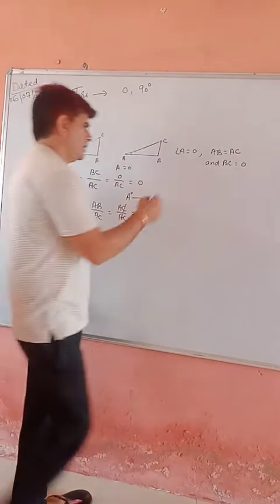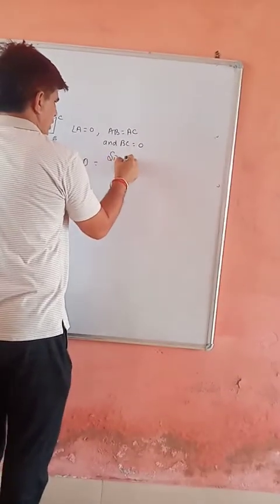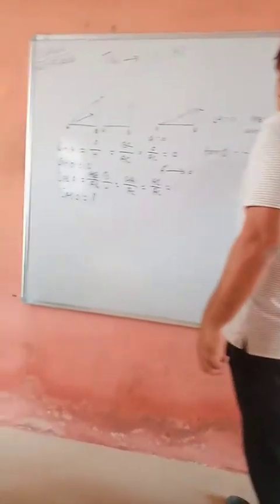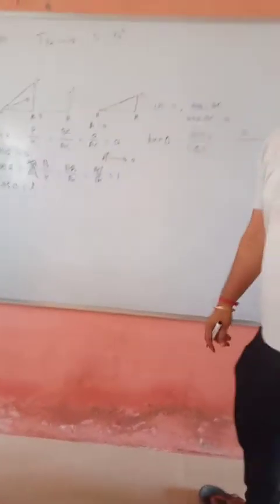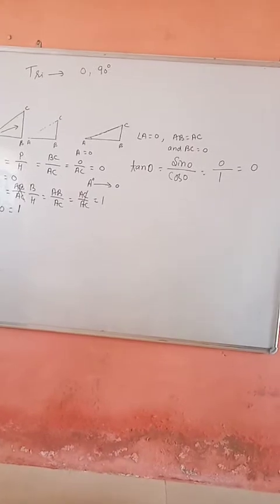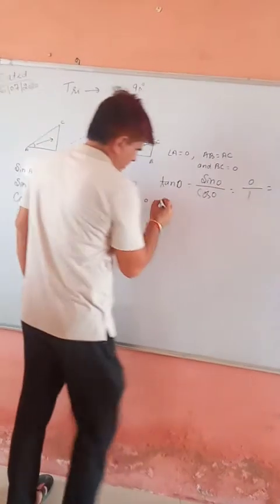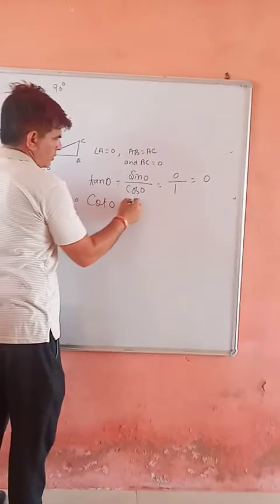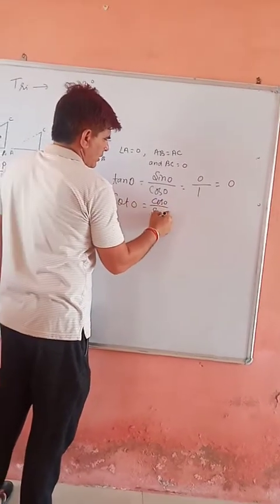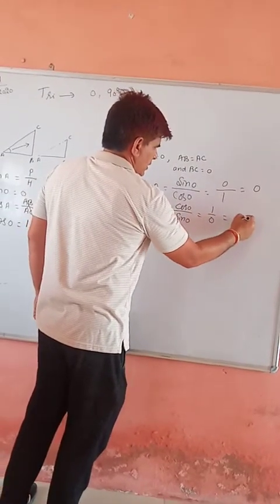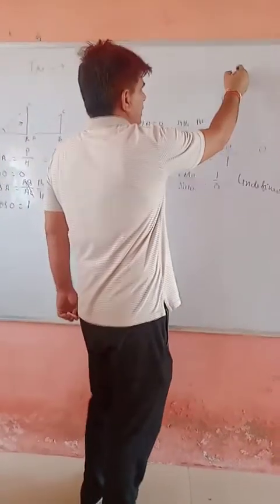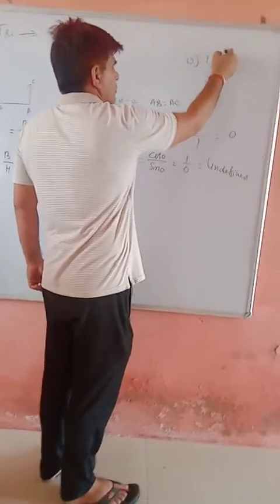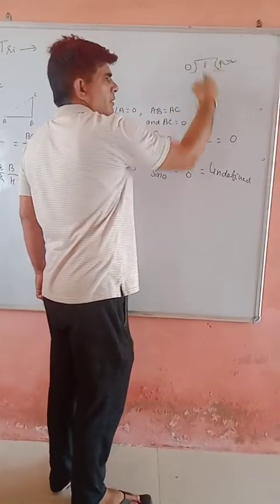Now find out the trigonometric ratios. Tangent of 0 is sine 0 by cos of 0. Sine 0 is 0, cos 0 is 1. 0 by something is 0. Understood? Similarly, cotangent of 0 is cos 0 by sine of 0, meaning 1 by 0, which is undefined. Why is this undefined? Reason is this: if you divide 1 by 0, how much can you take? You can take nothing.